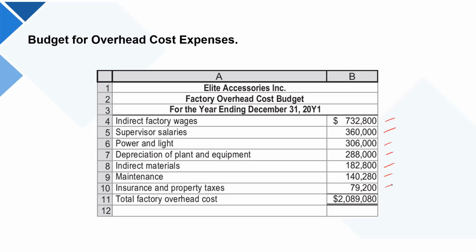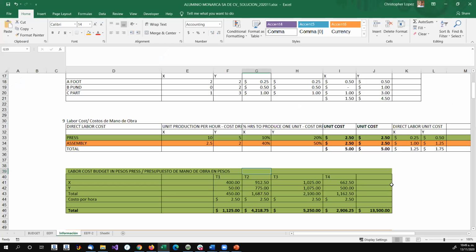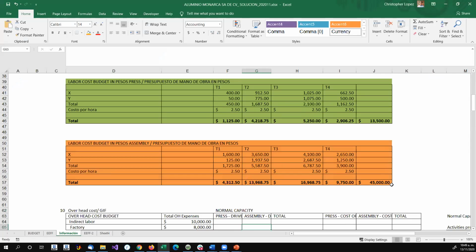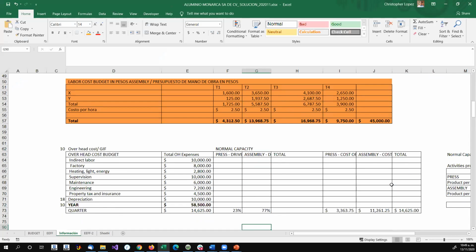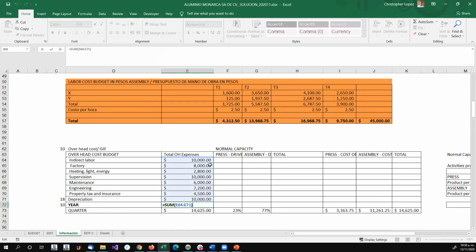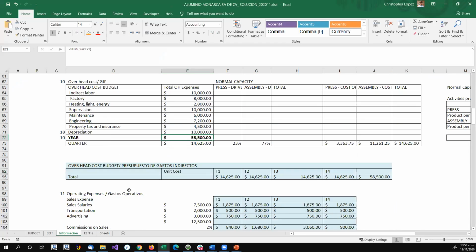Wait a minute. I'm going to my Excel spreadsheet, and what I have here is the information for all the year. It's given to me by the year, so I have 58,000 for the year. So how do I build my quarterly budget? I just divide that by 4, and there I have my quarterly budget. You see? And the addition of those 4 is going to be 58,500.